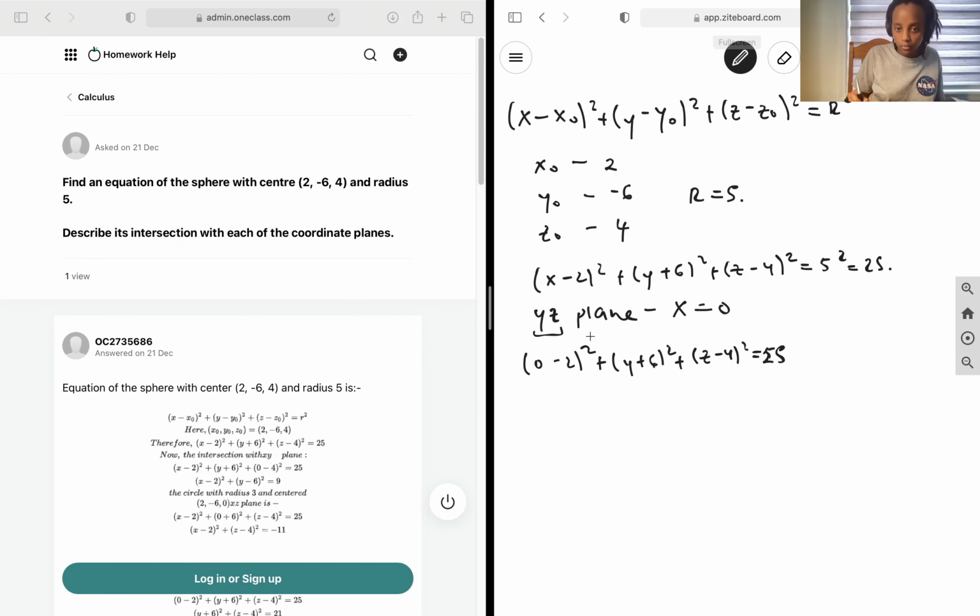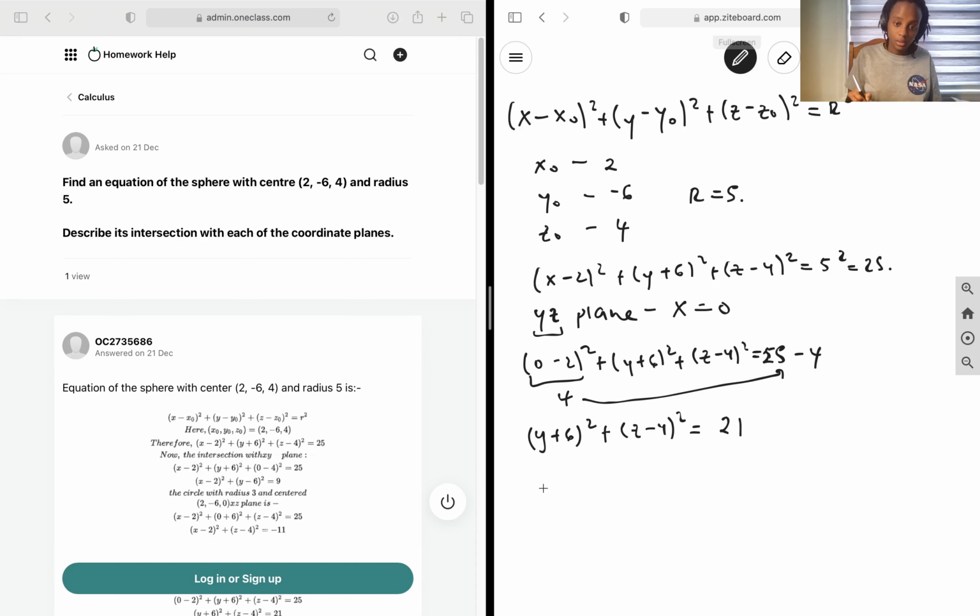And -2 squared we know is 4, and I'm just going to bring that right on over to get y plus 6 squared plus z minus 4 squared is equal to 25 minus 4, and that's going to be 21. So this is a circle centered at 0, because x is 0, -6, 4, with a radius of root 21, because remember this is equal to r squared.